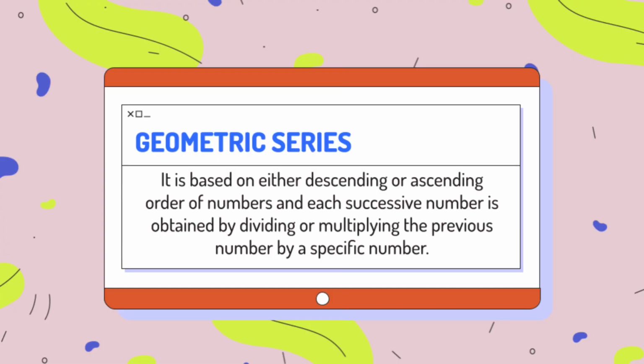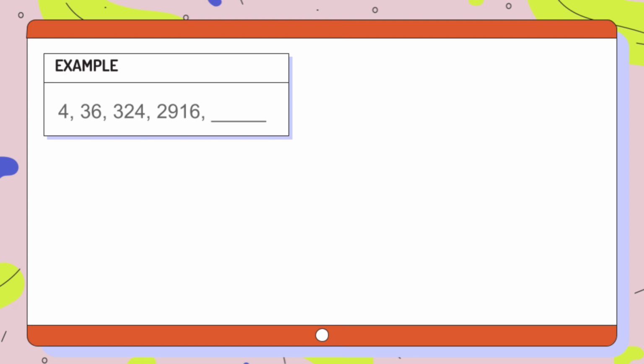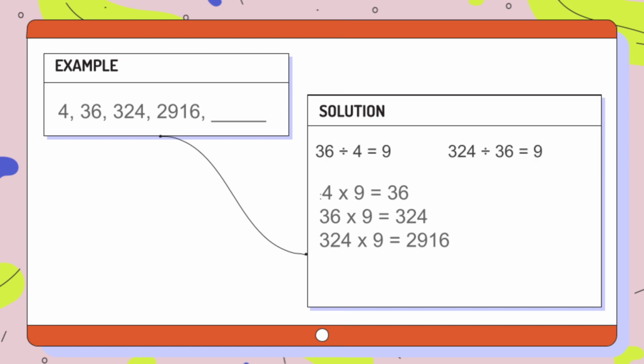So that's it. Geometric series. It is based on either ascending or descending order of numbers, and each successive number is obtained by dividing or multiplying the previous number by a specific number. Here is an example. We have 4, 36, 324, and 2,916. What's the next number of the sequence? If we take the second term 36 divided by the first term 4, it is 9. And the third number 324 divided by the second term is 9. So we have a common ratio.